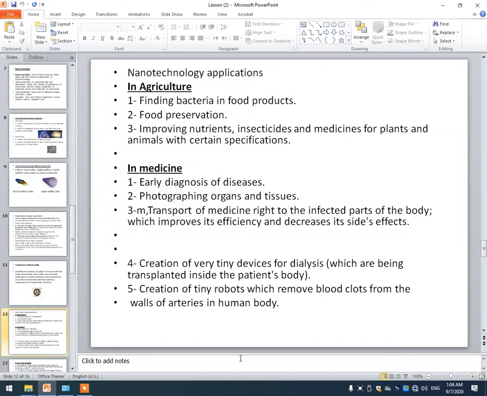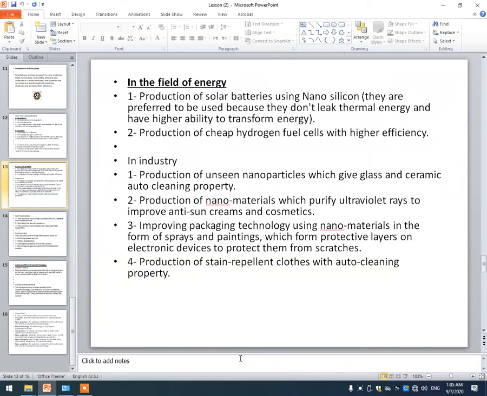Number three, creation of very tiny devices for dialysis, which are transplanted inside the patient's body. Number four, creation of tiny robots, which remove blood clots from the walls of arteries in the human body. We can also use nanotechnology in the energy field, for example, for the production of solar batteries.